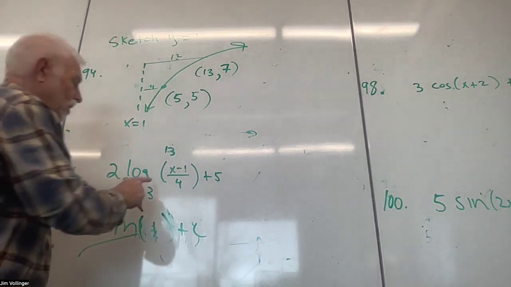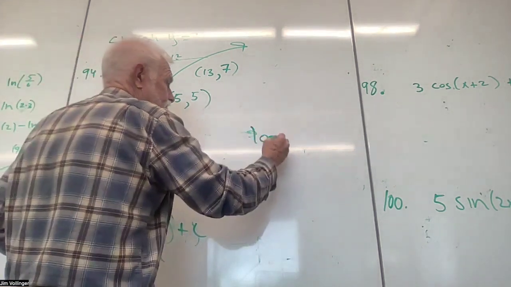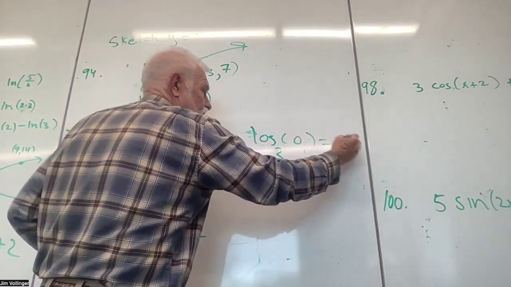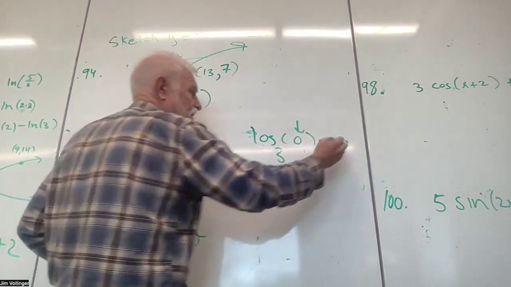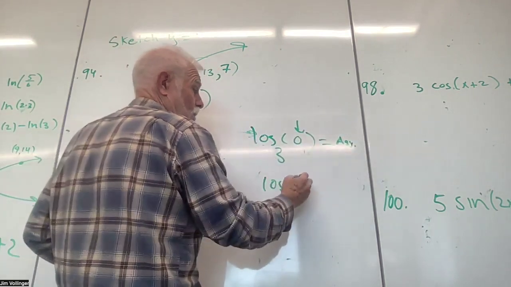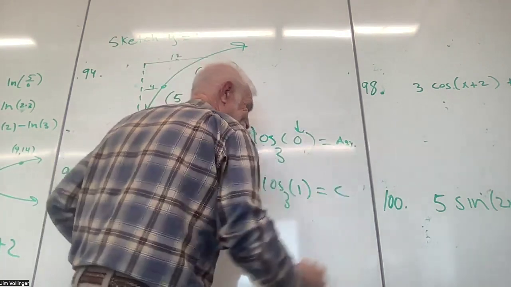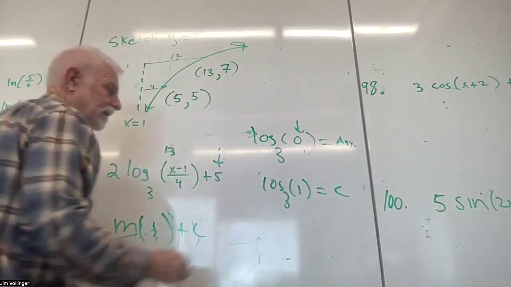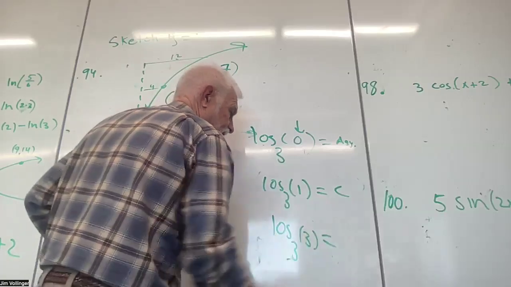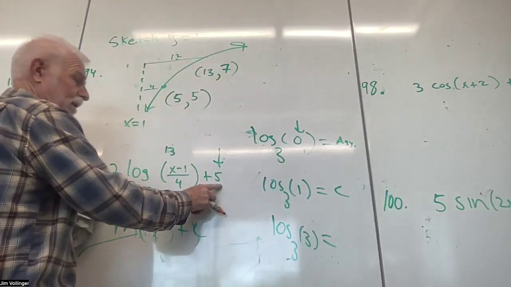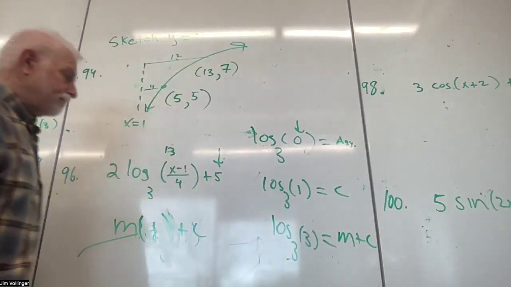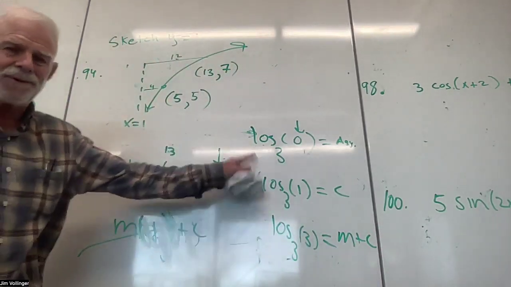Yep. So log base 3. I want the parentheses to equal 0. That gets my asymptote. Whatever makes that 0 gets the asymptote. Log base 3 of 1 gets me c, gets me the constant. And log base 3 of 3 is going to get me 2 plus 5, m plus c. And if you keep doing these, that gets pretty quick and easy.